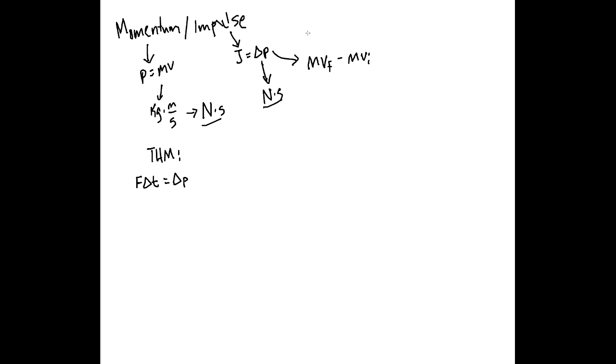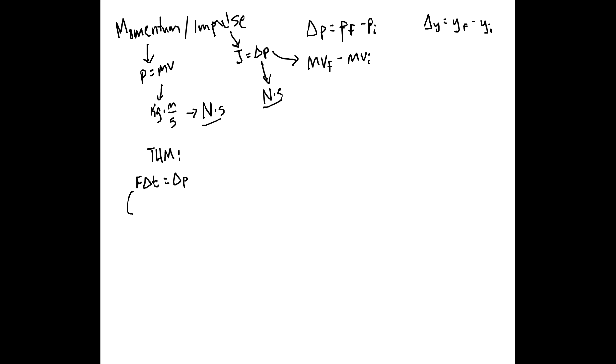Because if we thought about it, delta P, all it means is P final minus P initial. Just like delta Y means Y final minus Y initial. So, we found that delta P is mv final minus mv initial.